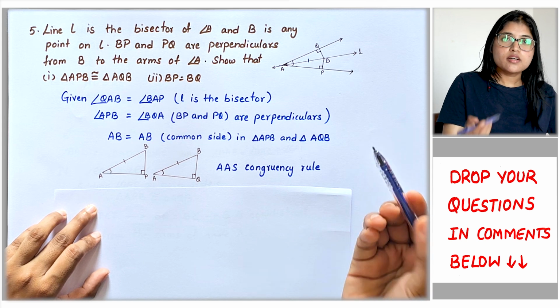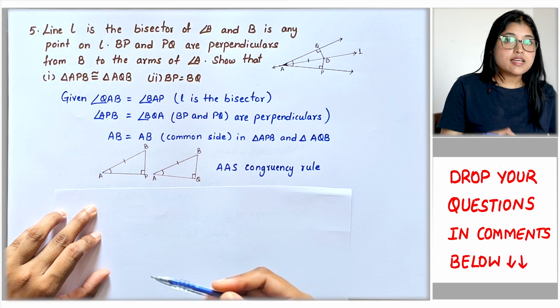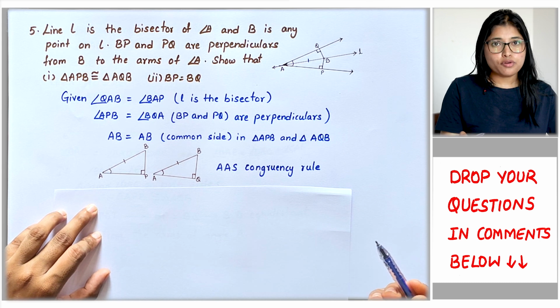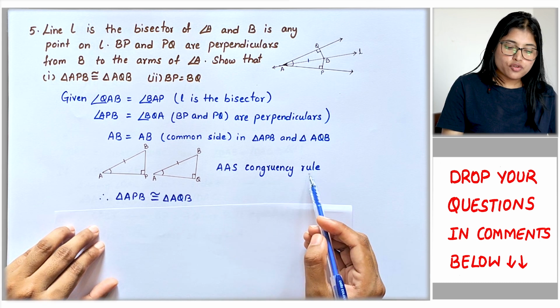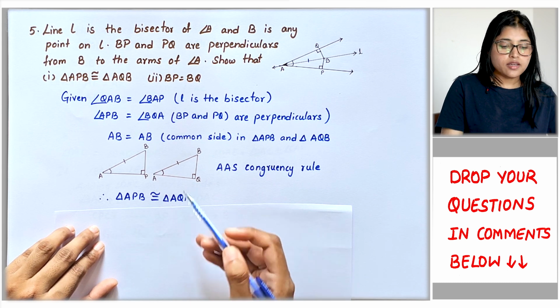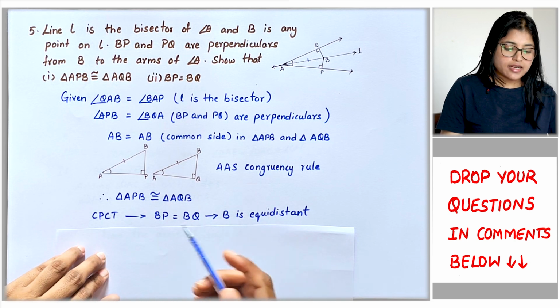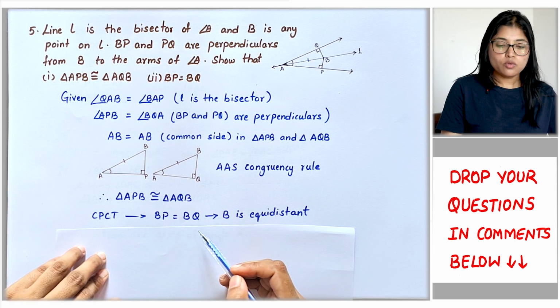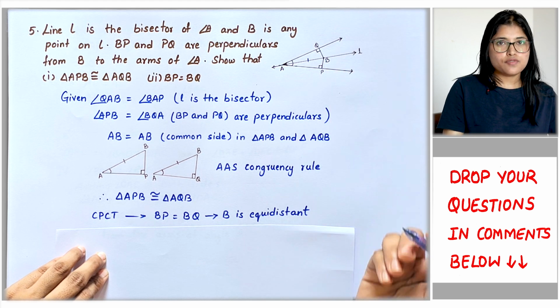It is important for you to draw these kind of diagrams and verify if it is ASA congruency or AAS congruency in order for your sum to be completely correct. Now from this congruency rule, I can say that triangle APB is congruent to triangle AQB. Now from CPCT, corresponding parts of congruent triangles, I can say BP equals BQ, which means B is at equal distance from P and equal distance from Q.